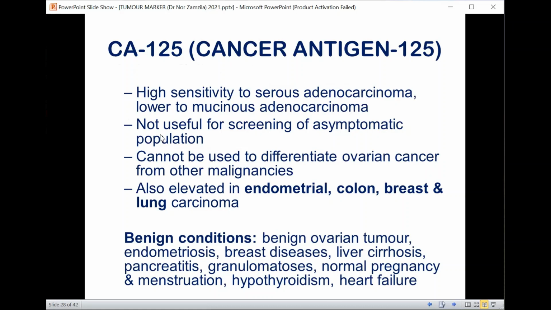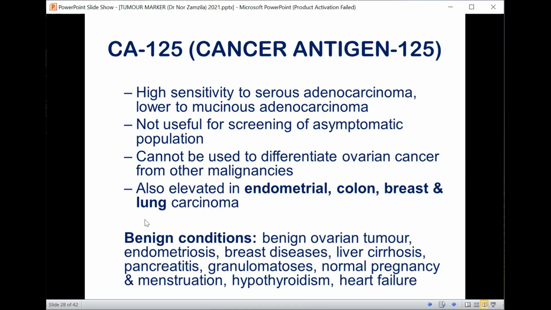Okay, remember, it's not useful for screening of the asymptomatic population, but if the patient is symptomatic with presence of palpable ovarian tumor, then we can use CA125 to look for ovarian cancer. Okay, we cannot use CA125 to differentiate ovarian cancer from other malignancies. And have to bear in mind also that CA125 may be elevated in other cancers like endometrial, colon, or breast, and also lung cancer.